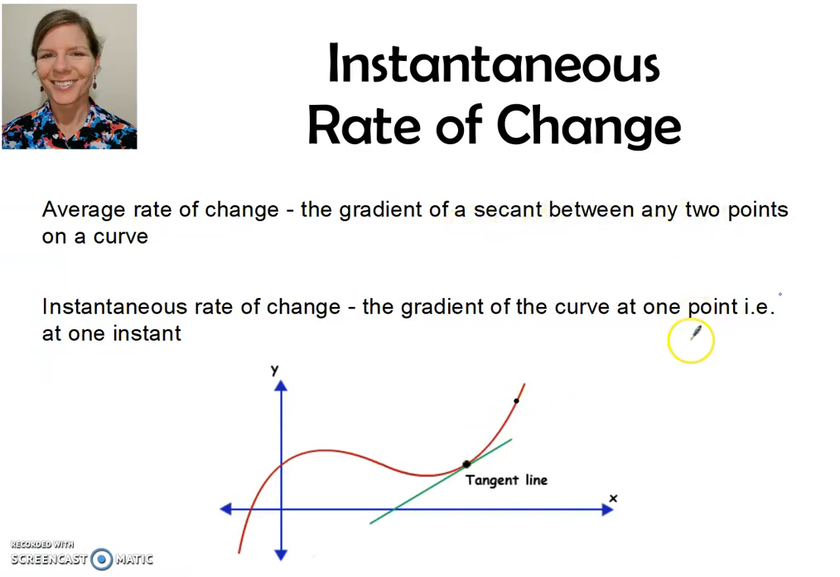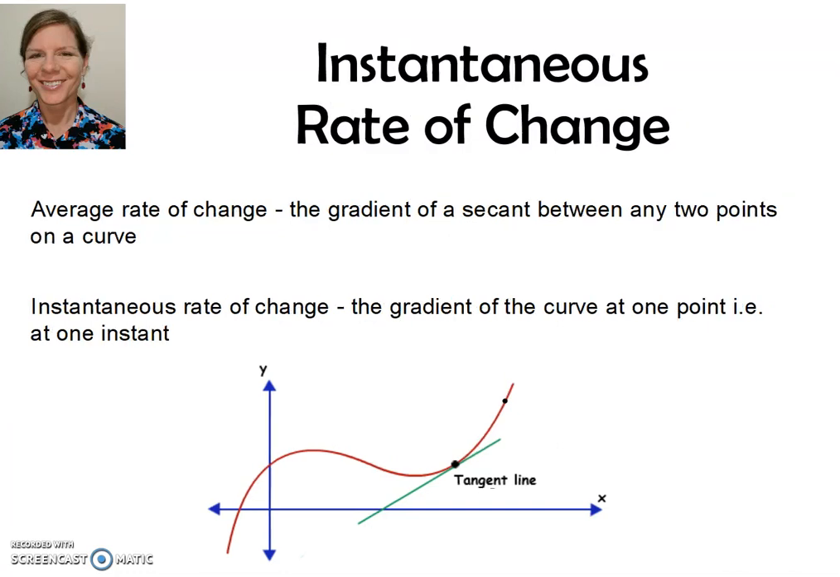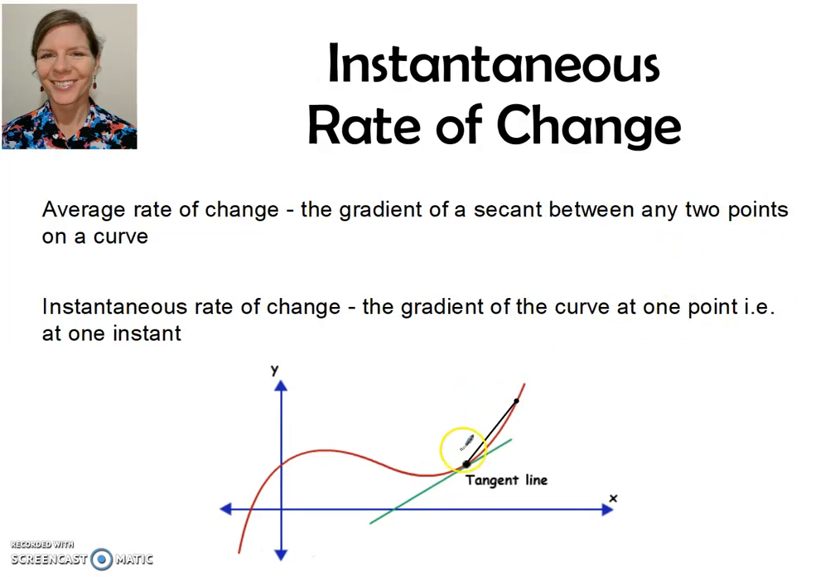On my example down here, I would have a line going from this point up to this point here, and the gradient of that line would be the average rate of change between those 2 points. So we could call them A and B. So that gives me the average rate of change.